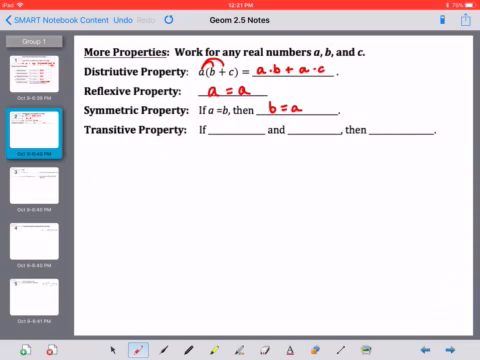The transitive property is a super useful one. We're going to use this one a lot. It starts with this: if A equals B and B equals C, then since they both are equal to B, you can, what I call, cut out the middleman and just say that A equals C. This property is going to be really useful for us throughout this geometry course.